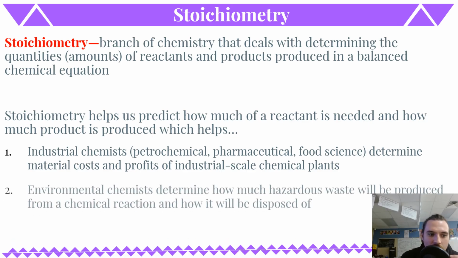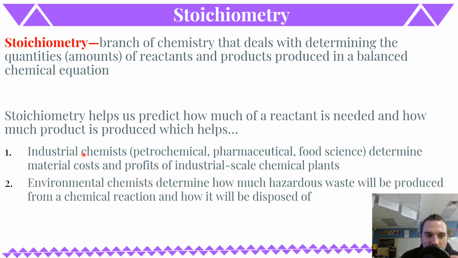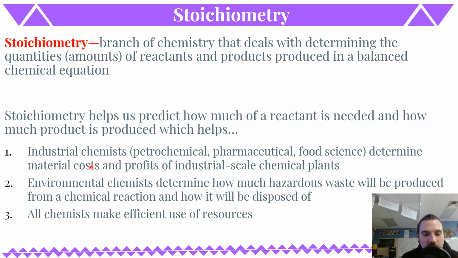All right. We can also get help with environmental chemists to determine how much hazardous waste will be produced from a chemical reaction and plans for how to dispose of it. Also, when will it reach a toxic level in the environment? All super useful information. We can also use stoichiometry for all chemists to make efficient use of resources. Okay, we have a limited number of resources on our planet, and so we want to figure out mathematically what is the best way to use these quantities, all right, as reactants and products to produce chemicals that we need.